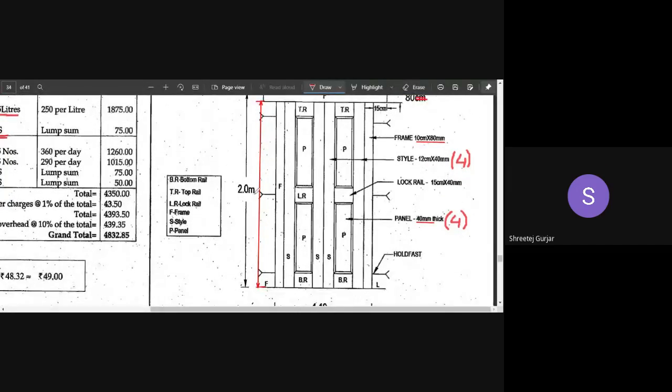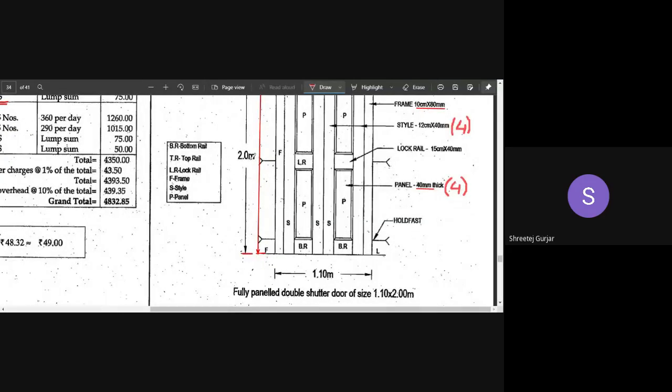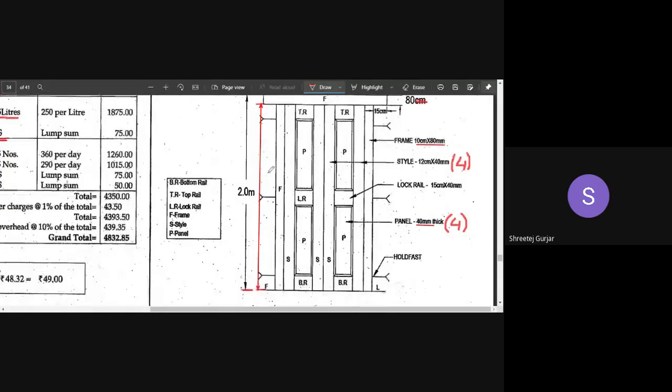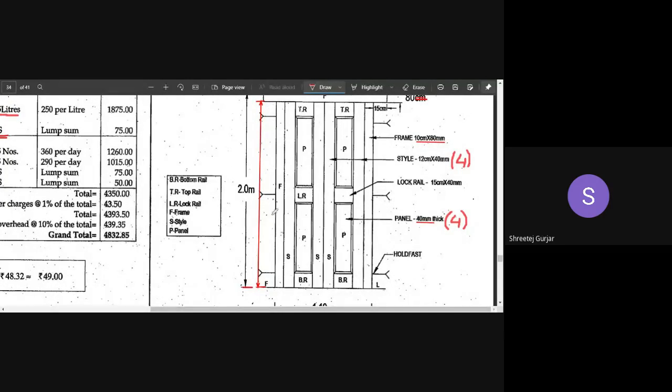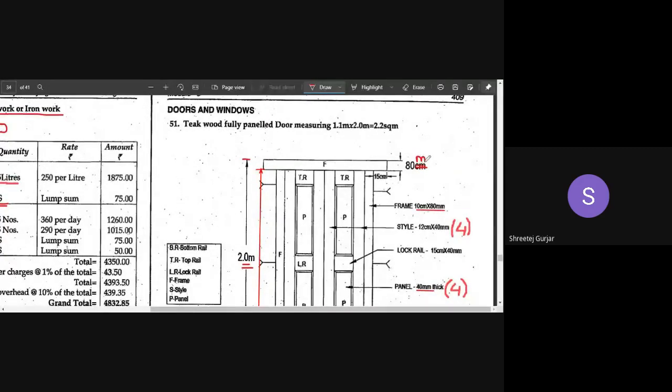The door height, you can see, is given as 2 meters from top to bottom. It is given as 2 meters total height. If you subtract the height of the horn, or the height of this frame, you will get the height of the vertical post. So 2 meters minus 80 mm. It is not centimeters, it is 80 mm. 80 centimeters is around 1 meter, right? So it is not centimeters, it is in mm. So 2 meters minus 80 mm, that is 0.08, correct? 80 mm or 0.08 meters.